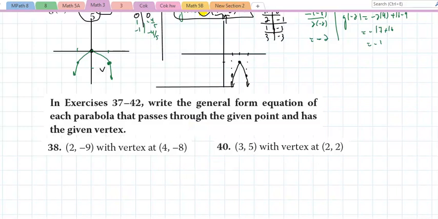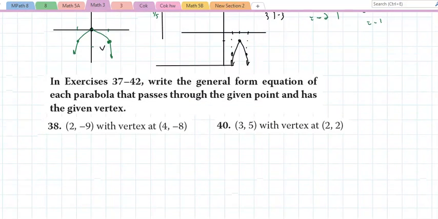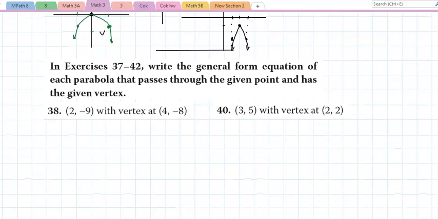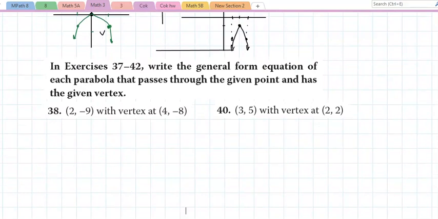Now, suppose I want to figure out an equation of a circle. It says of a parabola. Write the general form equation of each parabola that passes through the given point and has the given vertex. The vertex is crucial. I know that f of x equals a, we don't know what a is yet, times x minus 4 squared, the opposite of that, minus 8.